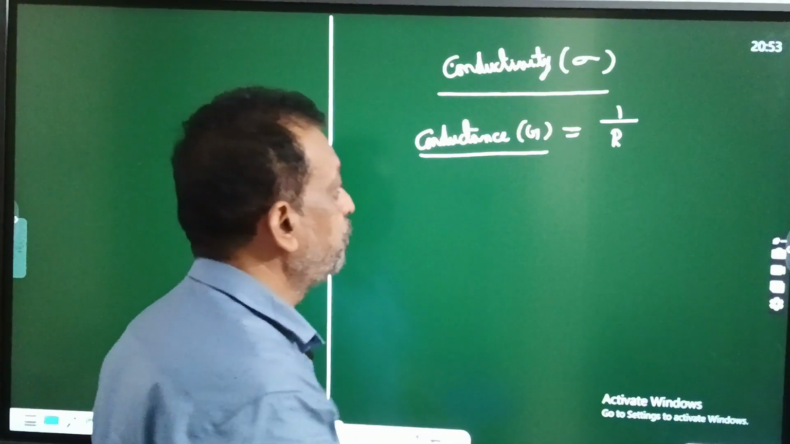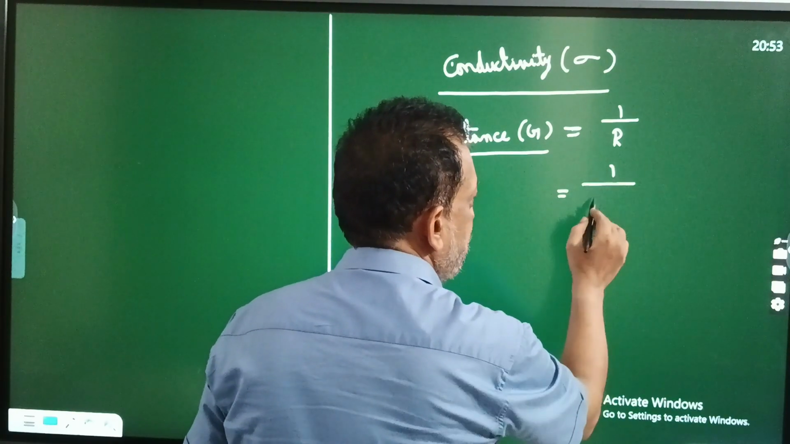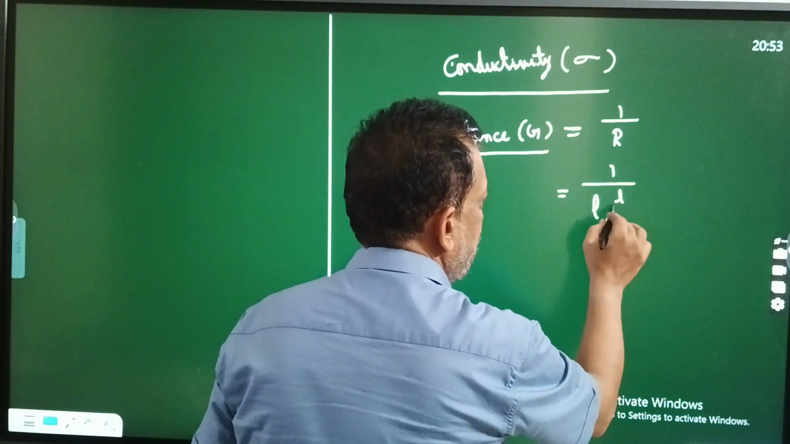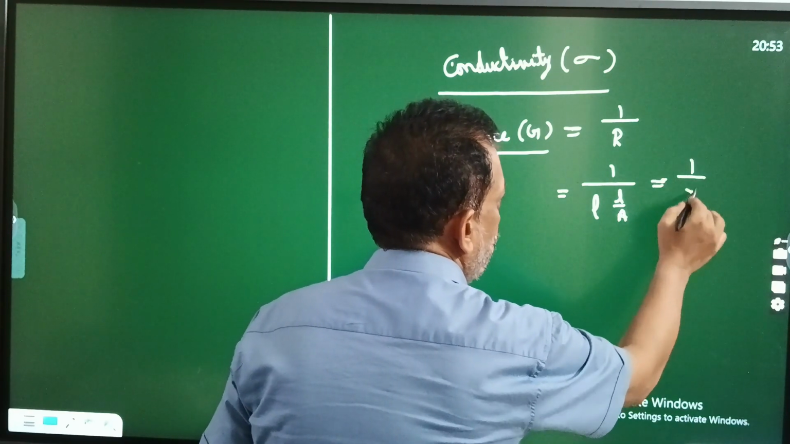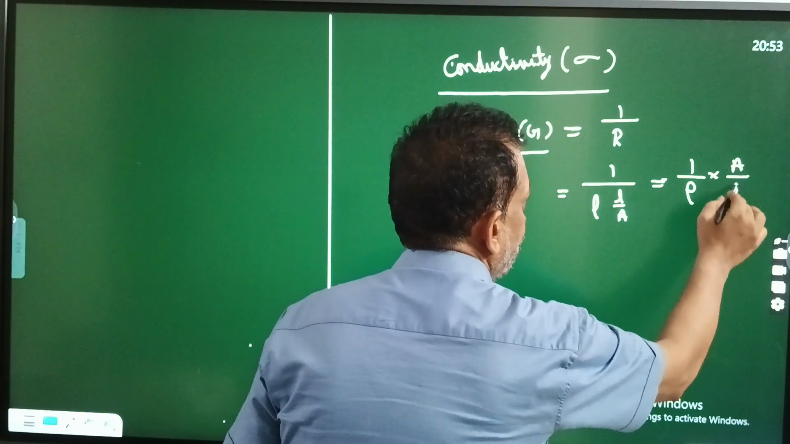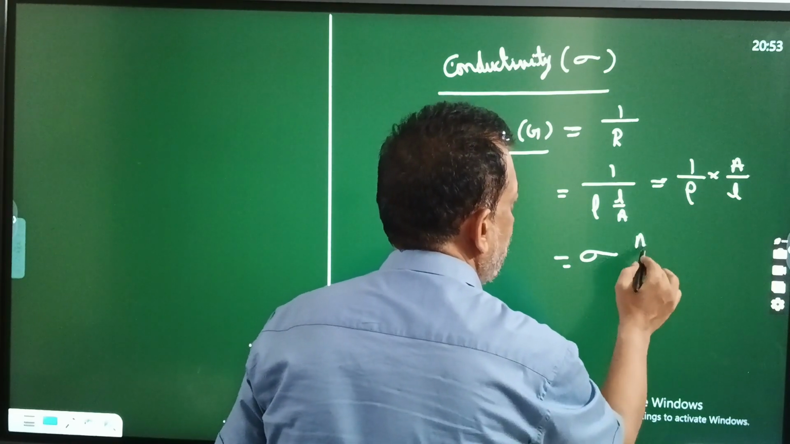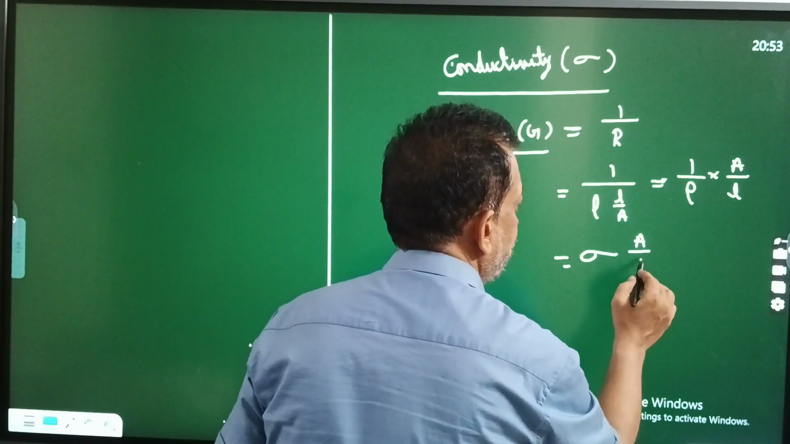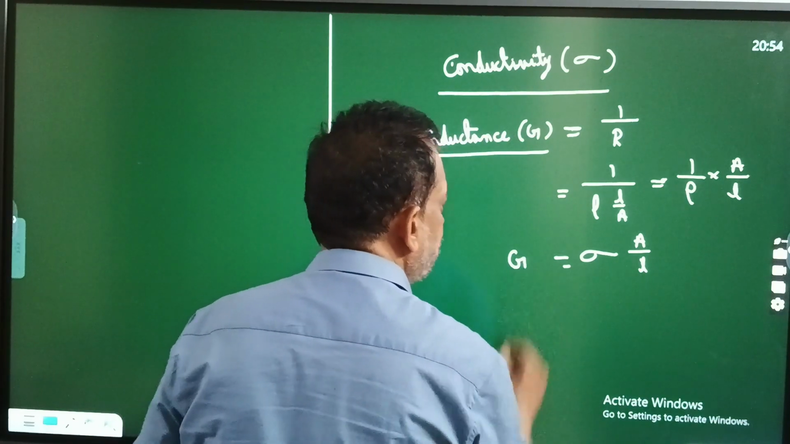Reciprocal is 1 by R. But already 1 by R can be written as rho L by A. Now that is equal to 1 by rho into A by L. So 1 by rho can be written as sigma into A by L. Very good. Now this is the G.